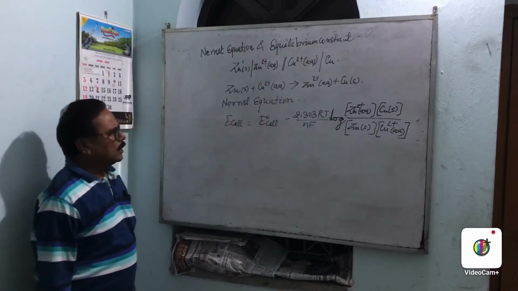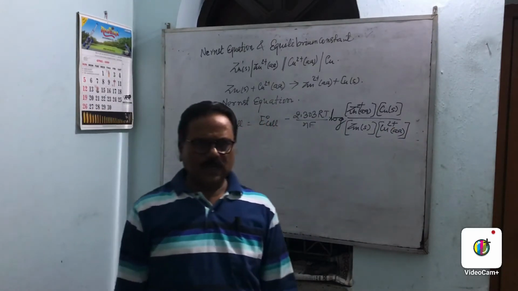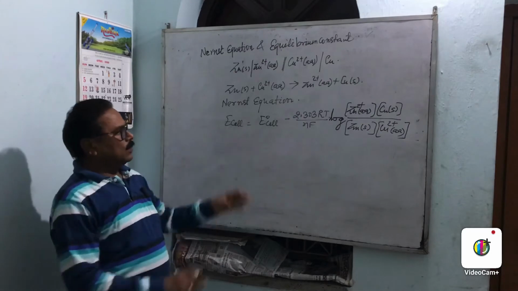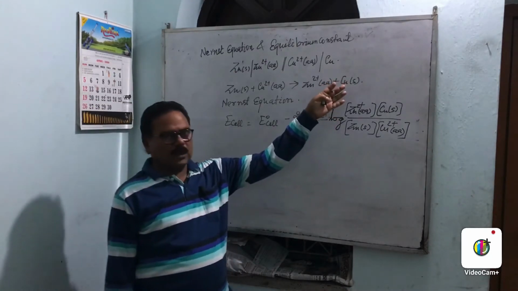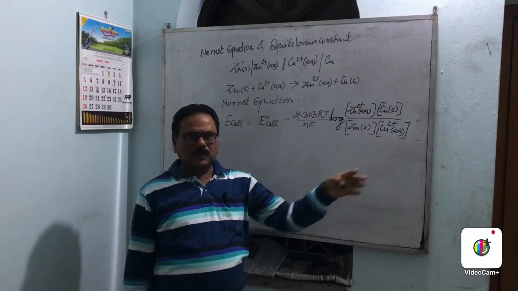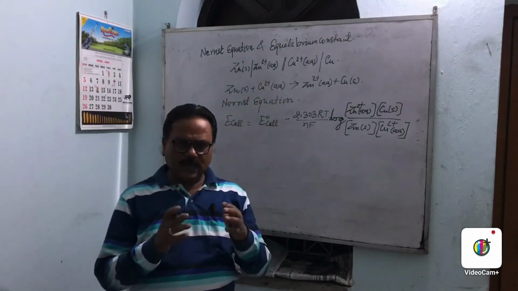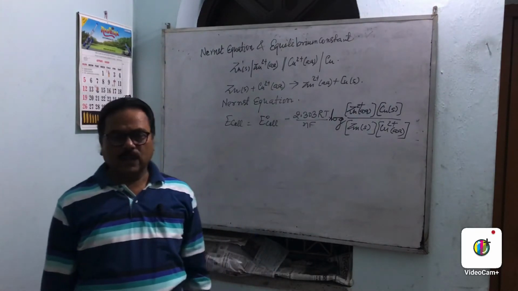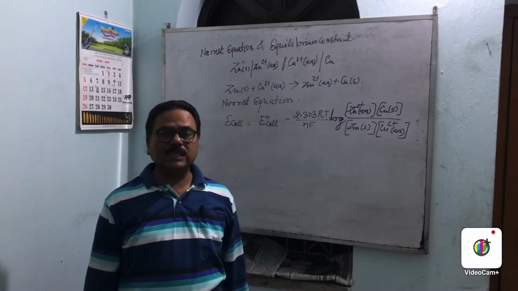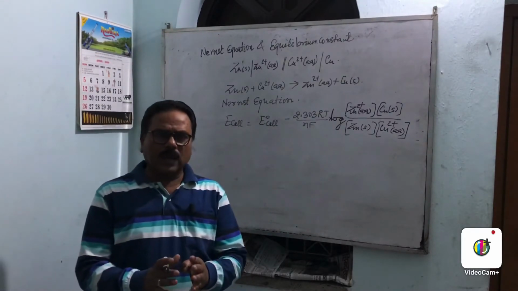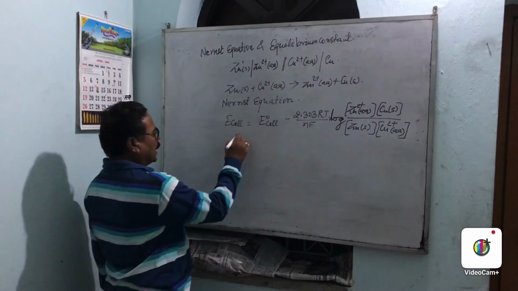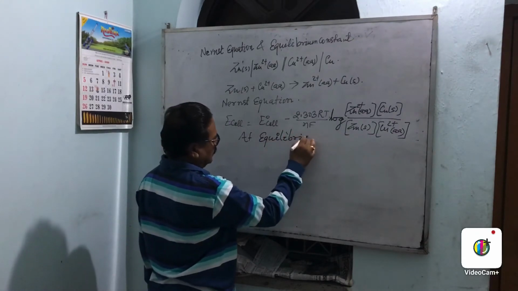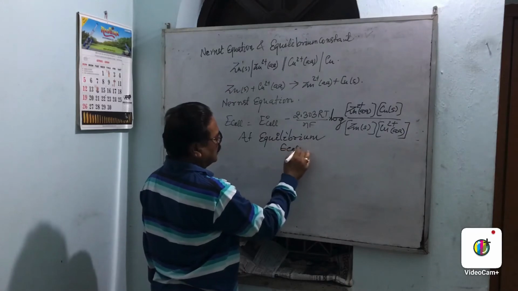Now when the cell is in equilibrium, under what conditions do we see it? In this cell, when the concentration of zinc ion increases and the copper ion decreases, the cell potential E cell will decrease, and a time will come when there is no flow of electric current. When there is no flow of electric current, it means E cell is zero, and the cell is assumed to be in equilibrium. So at equilibrium, E cell is equal to 0.